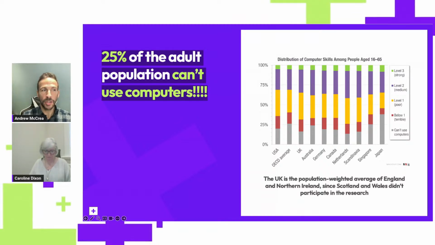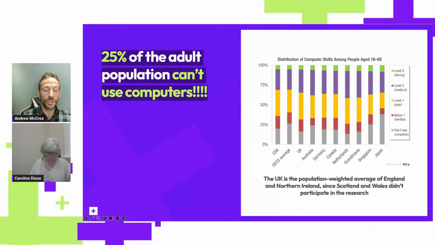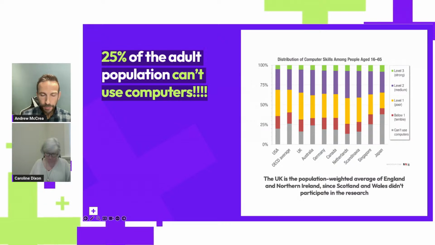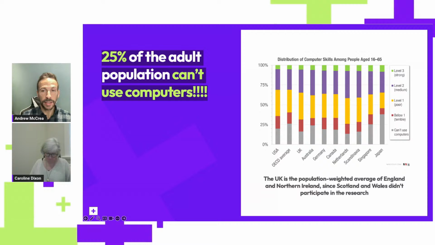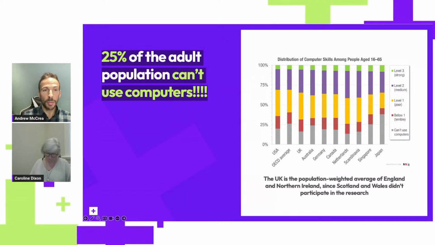And the really important things to look at when you see this graph are the two colors, green and gray. So gray represents the amount of people who can't use computers. So it averages out about 25% of the adult population are still in a position where they can't properly use technology at all. Whereas those people that are represented by green, the strong green, are typically people that work in office jobs or are part of a younger generation who grew up with IT.